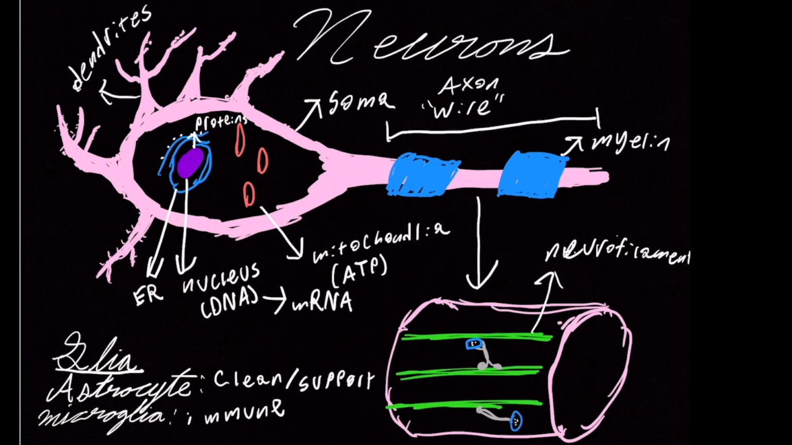So on the neurofilament, we will find two proteins, one called kinesin and one called dynein. These will both carry very, very important chemicals called neurotransmitters from one part of the neuron to the other. So the kinesin will move in the forward direction, and the dynein will move in the backwards direction.